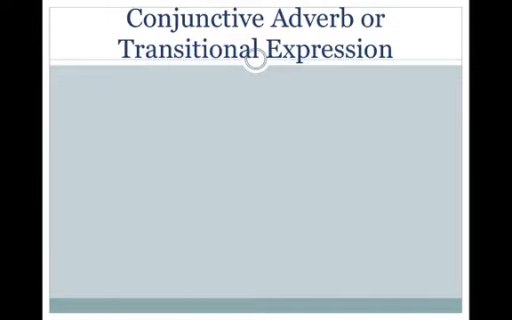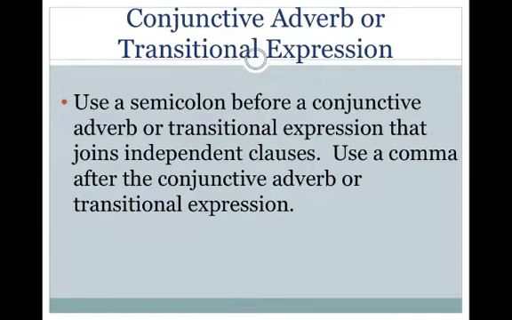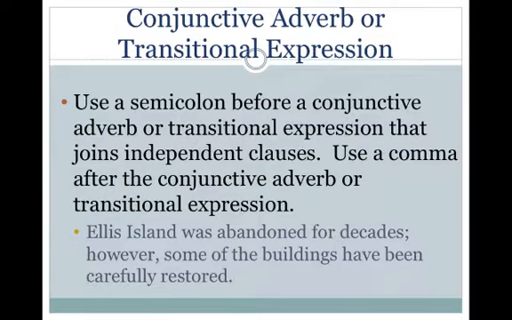Conjunctive adverb or transitional expression. Use a semicolon before a conjunctive adverb or transitional expression that joins independent clauses. Use a comma after the conjunctive adverb or transitional expression. For example, Ellis Island was abandoned for decades; however, some of the buildings have been carefully restored. However is a conjunctive adverb.